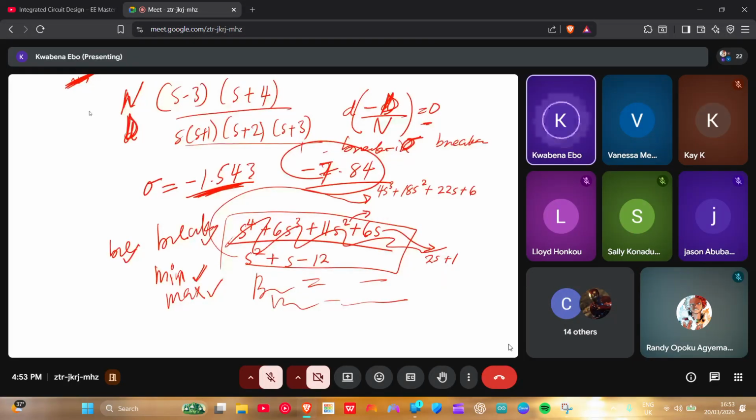Yeah, so that's how I find a break-in and breakaway point. And then I think there's a third one, the angle of something, which we also have to look at.